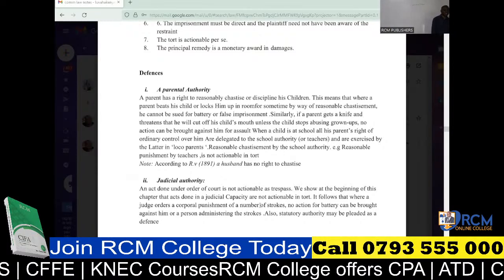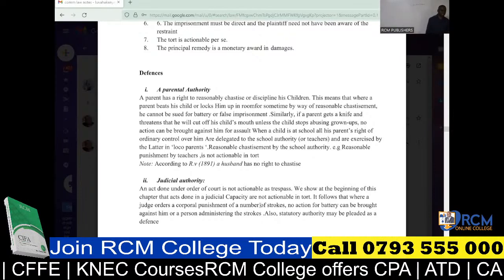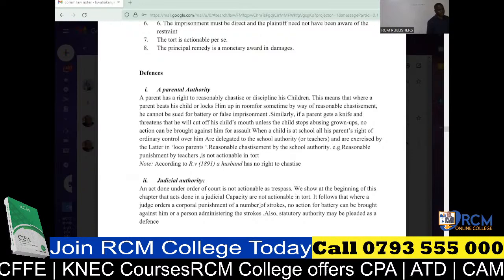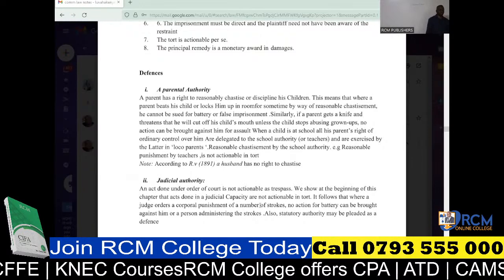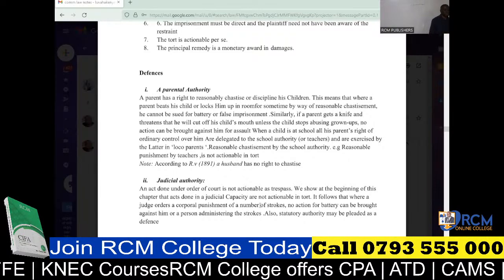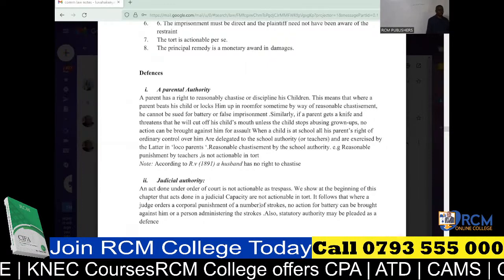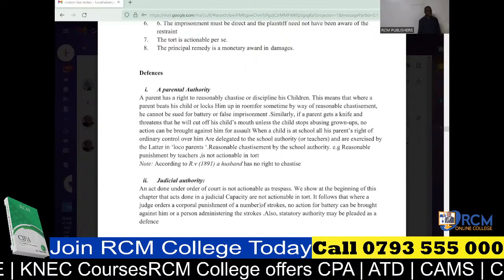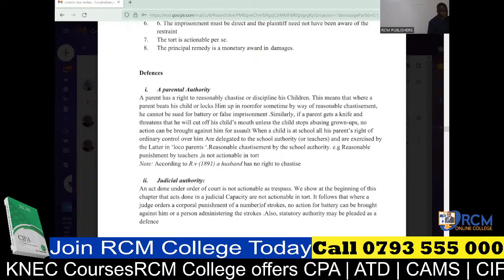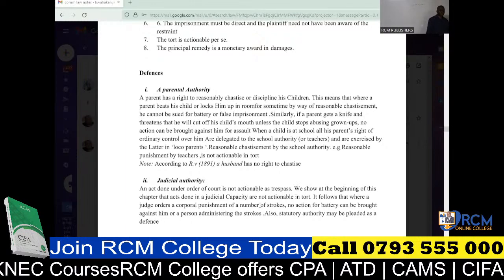A parent has a right to reasonably chastise or discipline his children. So this means that where a parent beats his child or locks him up in a room for some time by way of reasonable chastisement, he cannot be sued for battery or false imprisonment. Similarly, if a parent gets a knife and threatens that he will cut off his child's mouth unless the child stops abusing grown-ups, no action can be brought against him for assault.